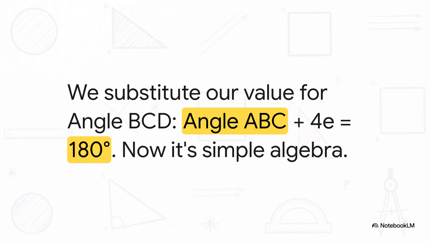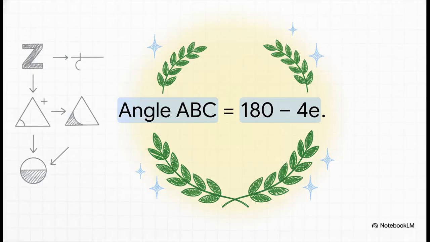So we just pop that 4E we found into our equation. That gives us angle ABC plus 4E equals 180. And from here, it's just a one-step bit of algebra to get our final answer. We're so close! And there it is, our final expression. Angle ABC equals 180 minus 4E. We got there just by using the basic properties of a parallelogram. We followed the steps, we used the rules, and we landed on the answer.